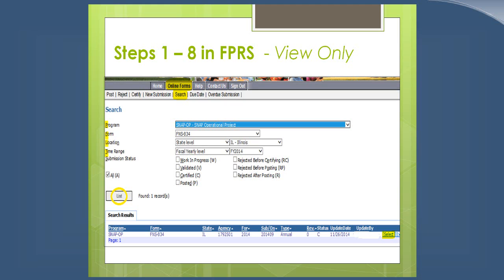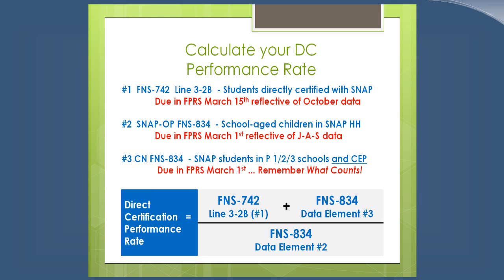Okay, so now we know what the data elements are, the 3 essential elements for calculating your rate. Here's a little summary. The FNS-742, line 3-2B, are the students that are directly certified with SNAP. That's due in FIPPers March 15th, reflective of the October data. Data element number 2 is the SNAP OP FNS-834, the school-age children in SNAP households, due in FIPPers December 1st, theoretically, this year due March 1st, and that's reflective of July, August, September data.